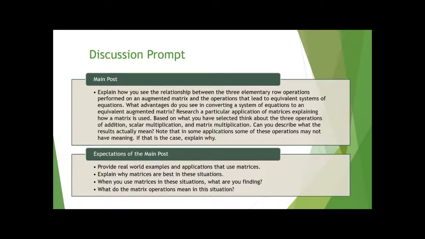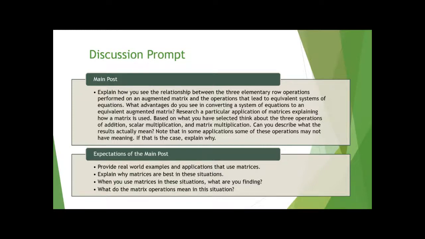Then based on what you have selected, think about the 3 operations of addition, scalar multiplication, and matrix multiplication. Can you describe what the results actually mean? Note that in some applications, some of these operations may not have meaning. If that is the case, explain why. So this is like, you take your real world situation where you're using matrices, and then is there a meaning behind adding them together? Is there a meaning behind multiplying one by a number? Is there a meaning between multiplying two of these matrices together?